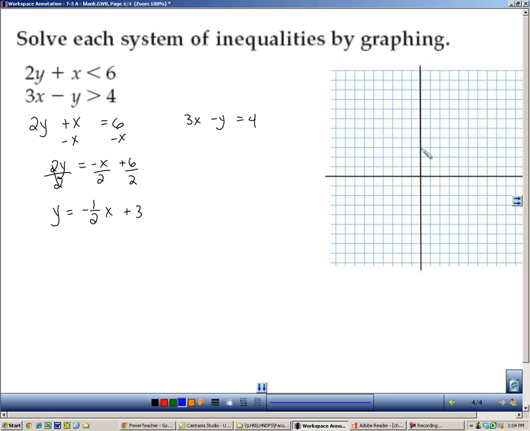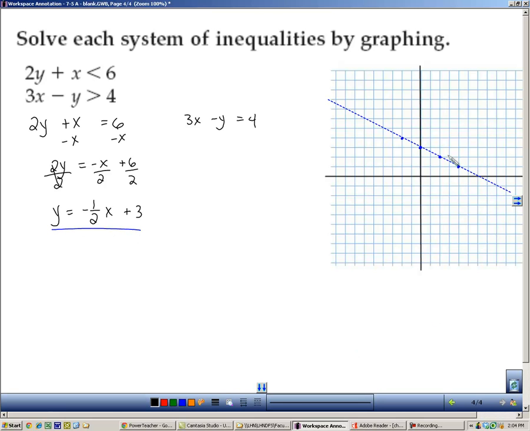So the intercept is at 3, and the rise is negative 1, so I go down 1 to the right 2, down 1 to the right 2. I also could make the negative go with the 2, so I could go up 1 to the left 2. It doesn't matter. So there's the blue line.